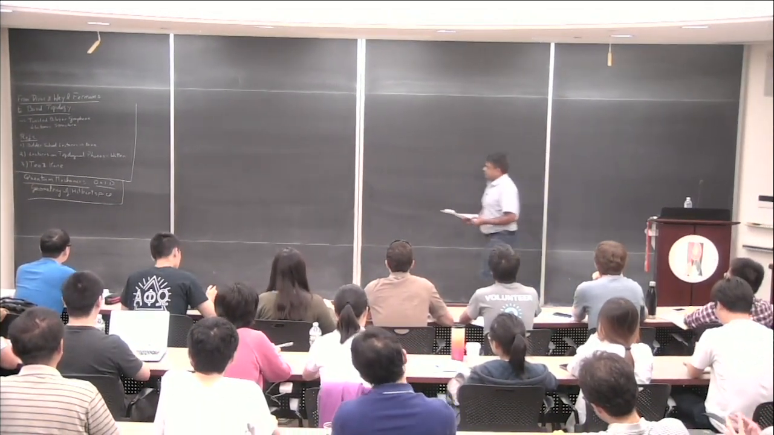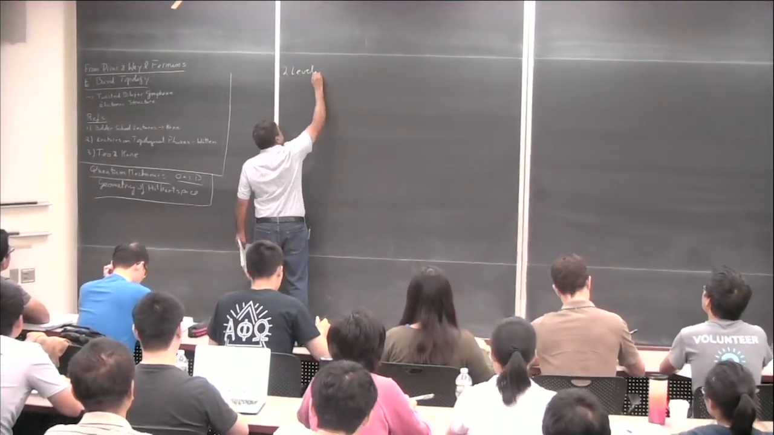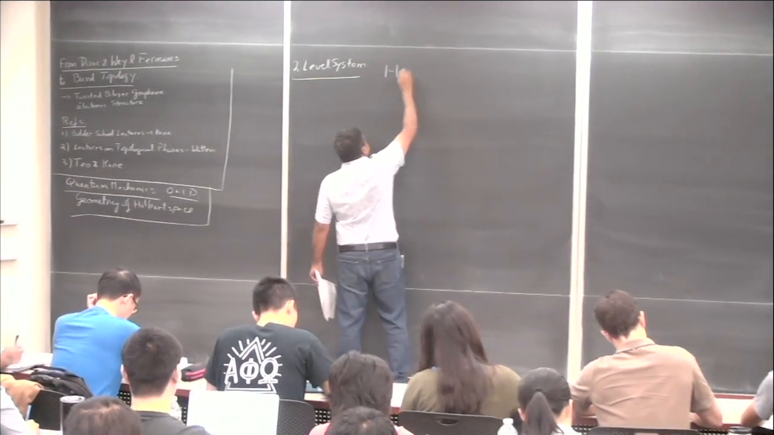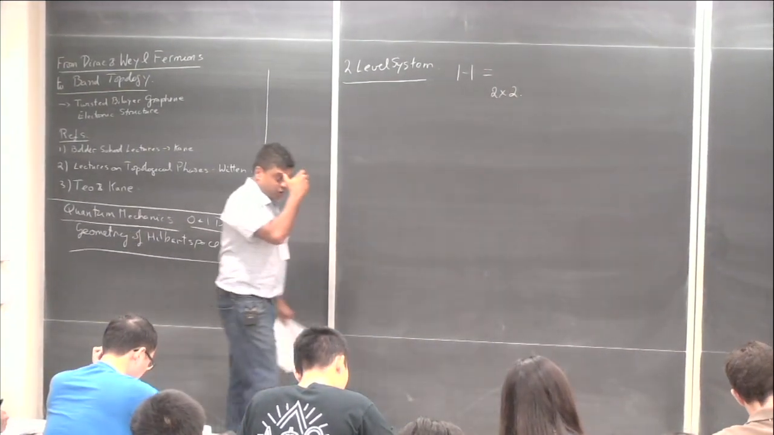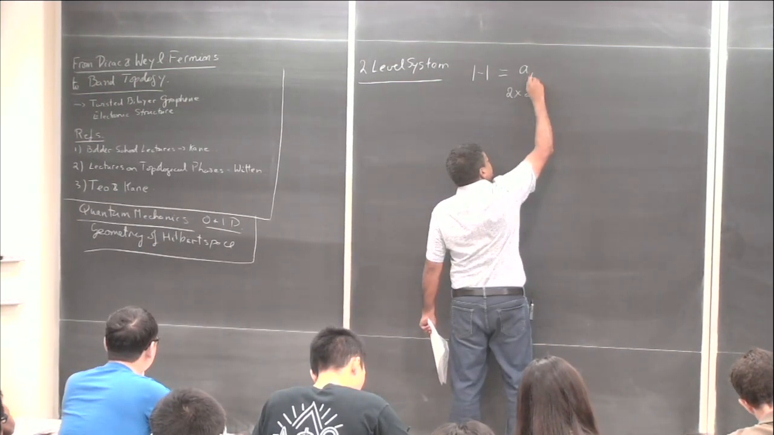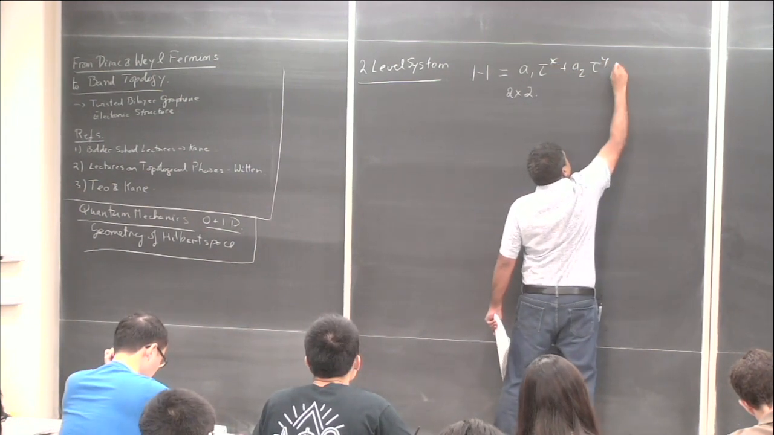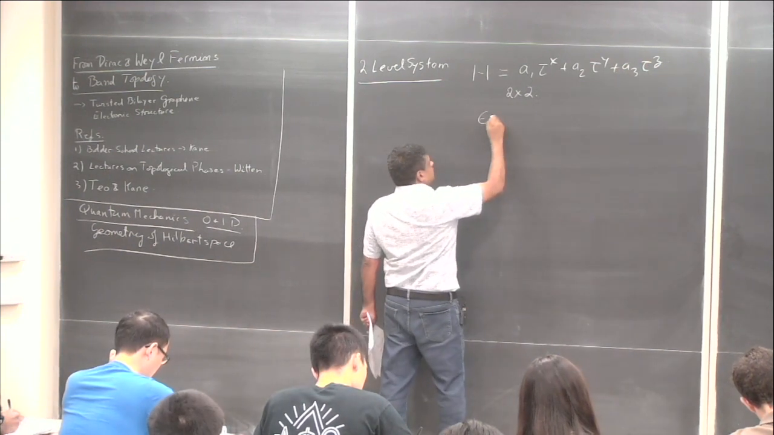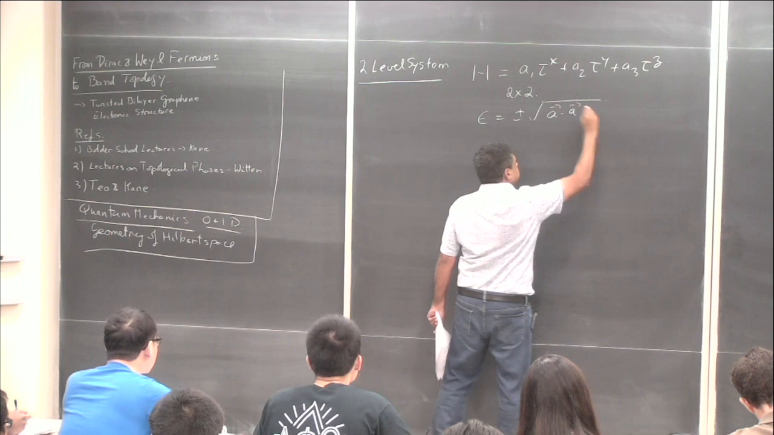Just to begin with the simplest possible system you could imagine. Let's say you had a 2-level system. The Hamiltonian is just some 2 by 2 matrix, and up to some irrelevant overall energy shift, you can simply write it as a bunch of Pauli matrices. And you get energy levels, of course, that are simply the norm of this vector.